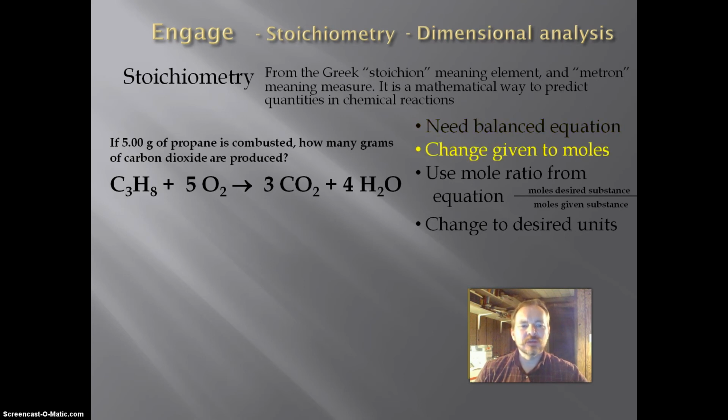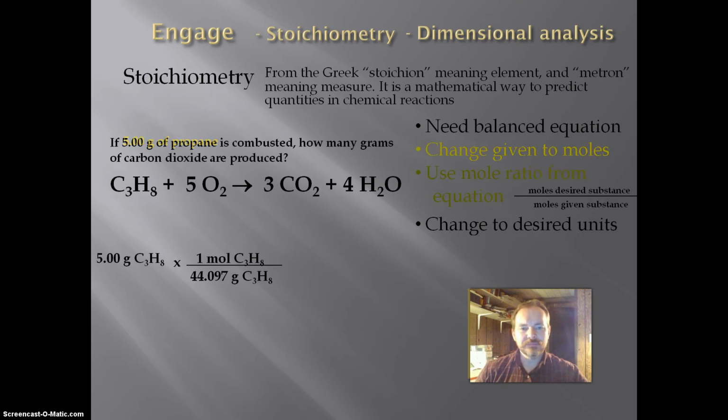Next, we need to change given to moles. In the problem, our given is 5 grams of propane. So we want to start with the 5 grams of propane, and we want to change that to moles. Now to change that to moles, we have to divide by the molar mass. And again, there's another module on how to figure these out if you need to review them. But that step, divide by molar mass, changes my initial grams to moles.